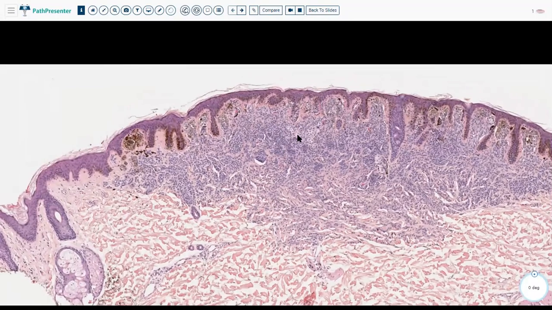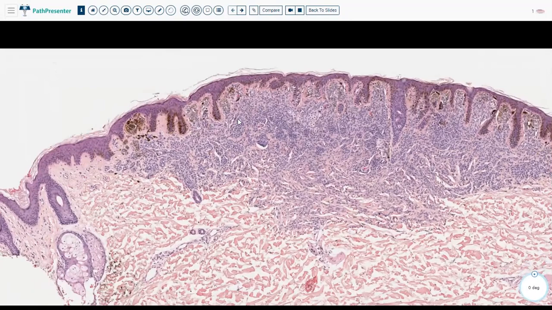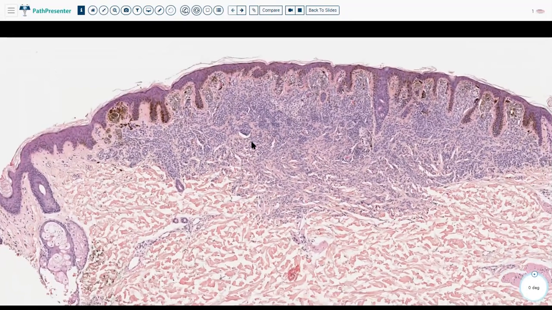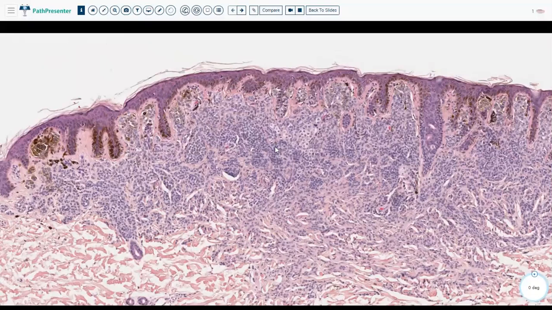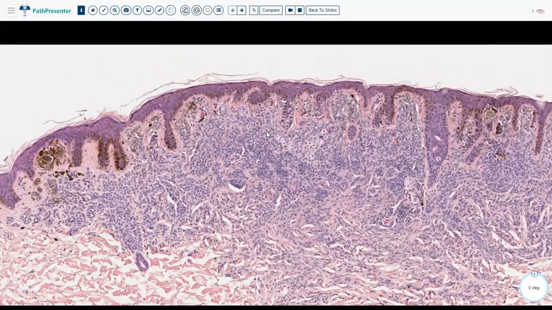To start this lecture, I think it's always important to start with the most basic entity, which is the normal melanocytic nevus, which we call a nevomelanocytic nevus. We have them in three forms: junctional, where they involve only the dermoepidermal junction; dermal nevus, when they only involve the dermal component; and compound, when they involve both parts, as in this case.